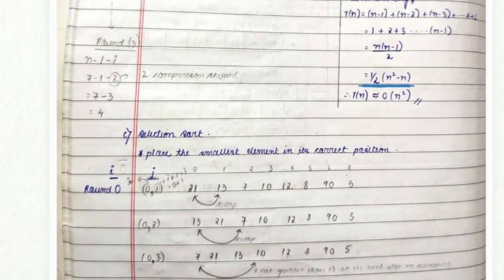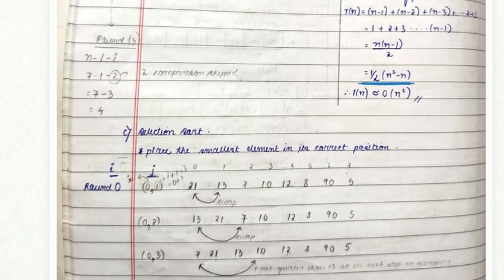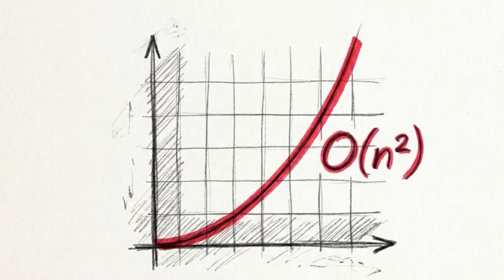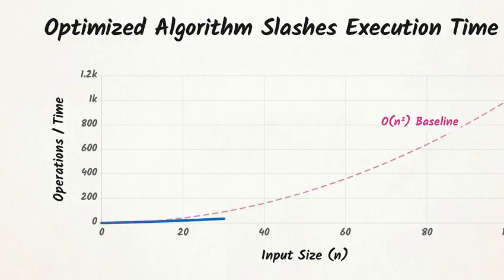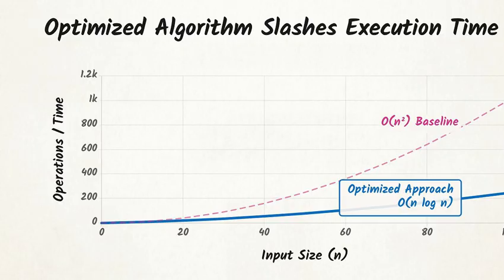When n represents millions of elements, the n-squared term dictates the growth rate. Dropping the constants and lower order terms leaves a time complexity of big O of n squared. Establishing this n-squared baseline provides a concrete standard. It allows us to measure whether an alternative approach actually optimizes the process or merely repeats the same workload.